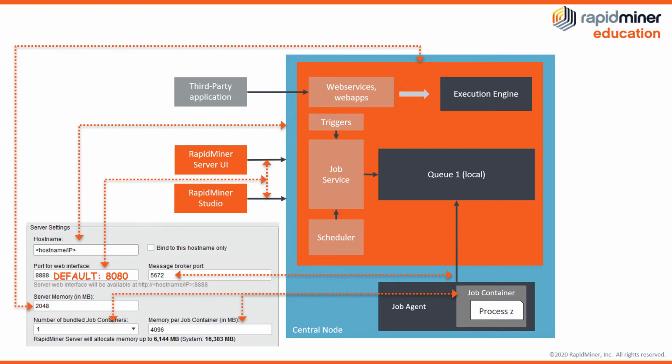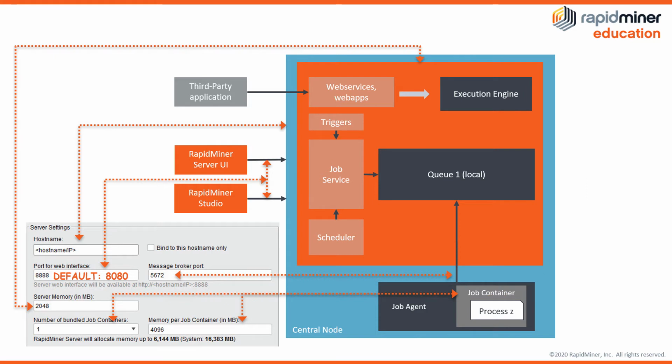In scenarios where your server is only used for collaboration as shared repository or as execution engine for web services, you could also choose to set up 0 job containers. In such a case, you want to provide as much RAM as you can to the server memory. Note that the feature Run Process on Server, or setting up a scheduled job from your RapidMiner Studio, invokes an execution through a job container, so using that will require at least one job agent connected to your server.